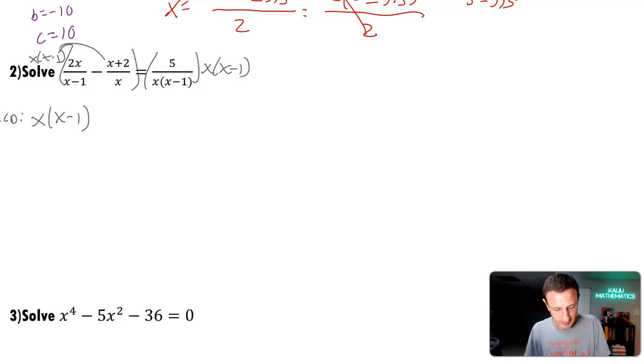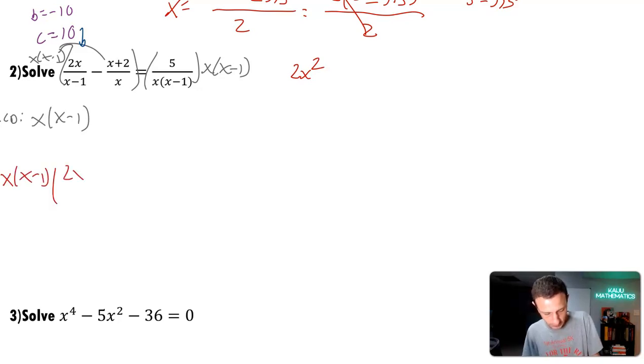So let's go through and make that multiplication. On the first part, when I multiply by x times x minus 1, the x minus 1s are going to cancel on that first fraction. So this is x times x minus 1 times 2x over x minus 1 for that first multiplication. The x minus 1s are going to cancel, so you're left with x times 2x, which is 2x squared.